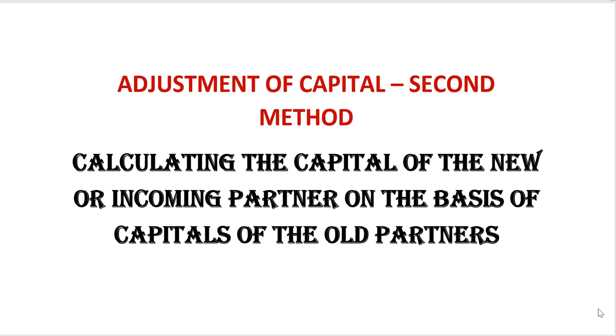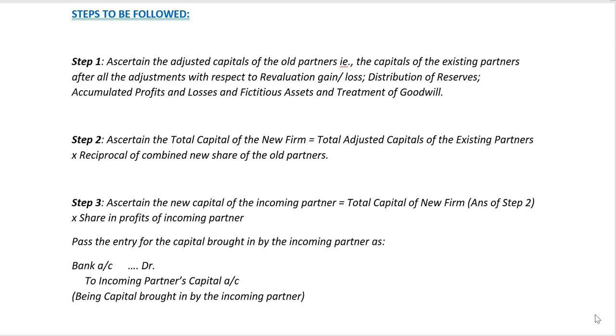So we will see the steps that have to be followed under this method. The first step is to ascertain the adjusted capitals of the old partners. In other words, the capitals of the existing partners after all adjustments with respect to revaluation gain or loss, distribution of reserves, accumulated profits and losses, and fictitious assets, and also treatment of goodwill. So this is the first step, to ascertain the capitals of all the existing partners after all adjustments have been made. The second step is to ascertain the total capital of the new firm.